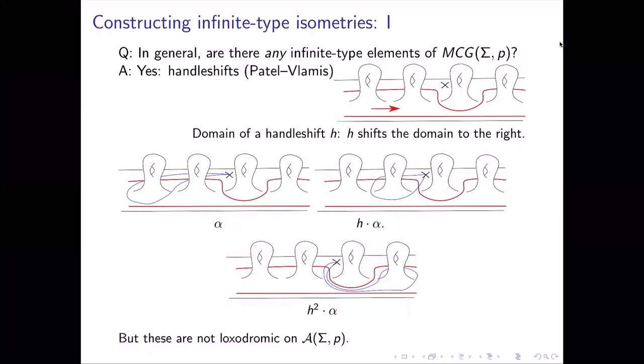Unfortunately, it's not loxodromic. And one way that you can see that is if you look at the original arc alpha here in this first picture, it's disjoint from the images I've shown. And in fact, it's going to be disjoint from H to the i alpha for all positive i, which means that in the modified arc graph, alpha is going to be connected to all of its images to the right. So this is actually an elliptic isometry. It has bounded orbits. It's not loxodromic.